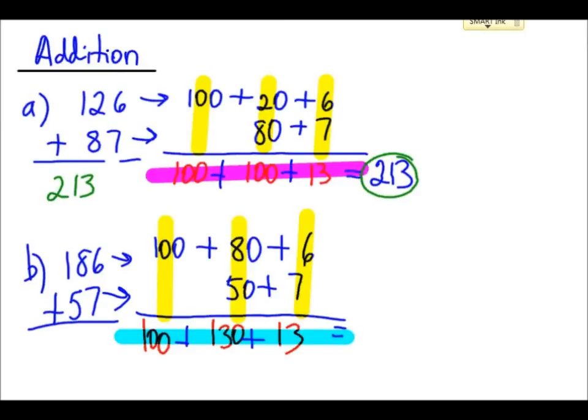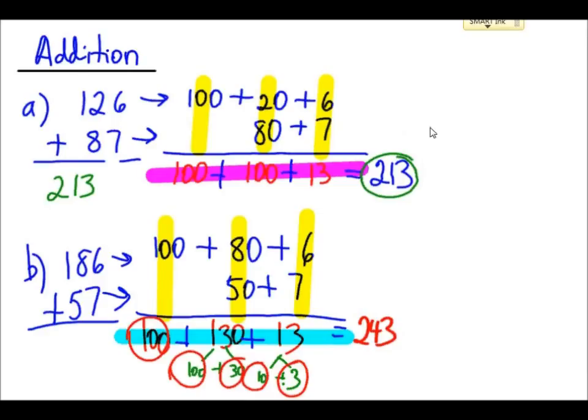So if you need to, you can break the 130 into 100 plus 30. You can expand that out as well. And you can expand the 13 into 10 plus 3. So now when you add it, you can do 100 plus 100 plus 30 plus 10 plus 3. And when you do that, you end up with 243. So that's the answer to the original question.